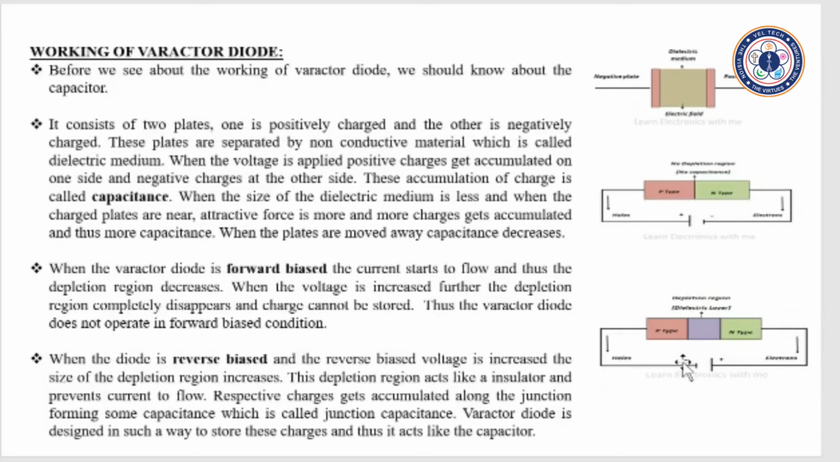Here, when the diode is connected to the reverse bias voltage, I am giving the negative voltage to the p-type material and the positive voltage to the n-type material. When I give the reverse bias voltage, see here, this is the depletion region. The width of the depletion region will increase. So the depletion region will act like an insulator and prevent the current flow. The charges get accumulated in this depletion region, which possesses the capacitance called junction capacitance. The varactor diode is designed in such a way that it will act like a capacitor.